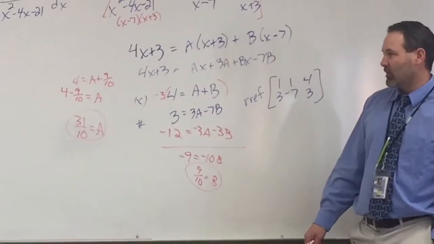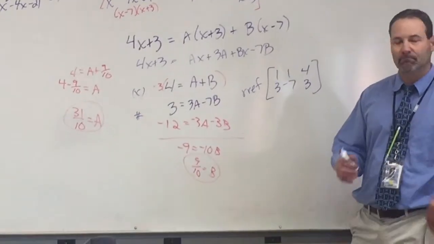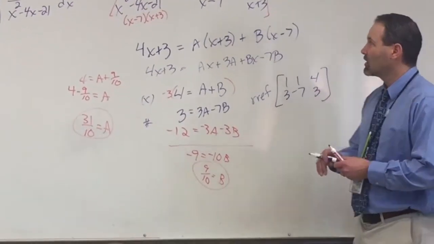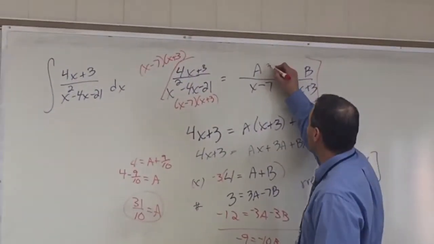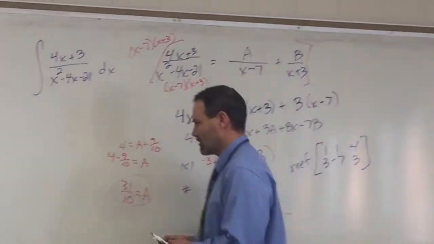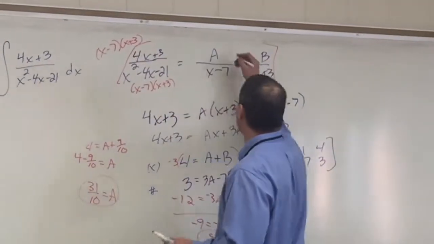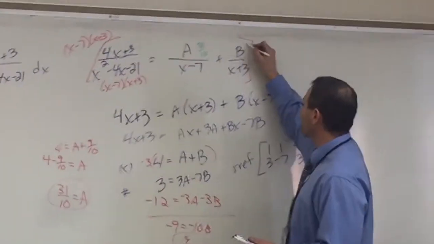You probably got 3.1 and 0.9. Sorry, 9 over 10. Okay, so we just figured out what A is. A is 31 tenths, and B is 9 tenths.